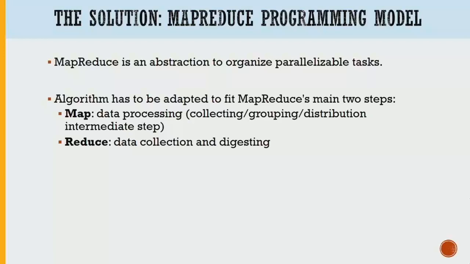But then you always have to think mapper is doing certain computation on the data and doing processing and conversion, and reducer is combining results from multiple mappers.